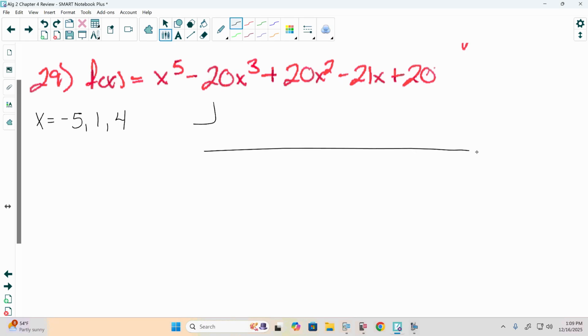Now, according to our graph, it does have an odd multiplicity at all three spots. So it's going to show up 1 or 3 times possibly, based off the degree. But most likely that's not going to happen. That would mean negative 5 has to show up 2 more times, or 1 or 4.